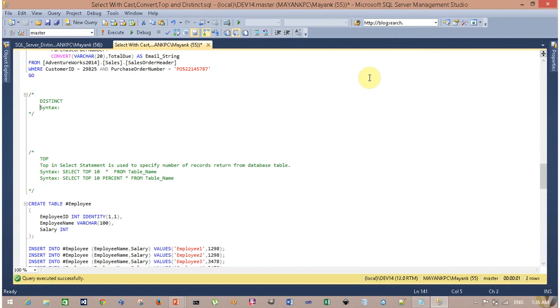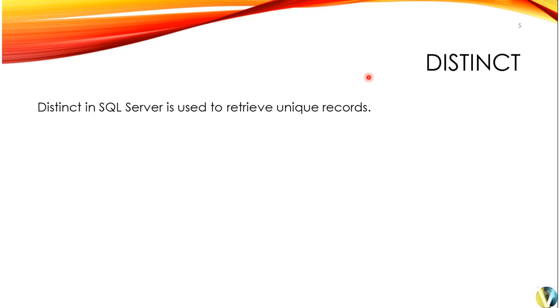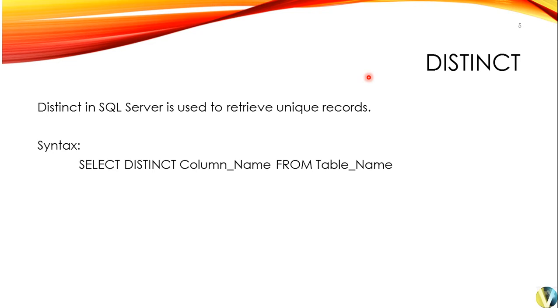Now next we are going to discuss DISTINCT. So what is DISTINCT, why to use it, and how to use it. DISTINCT in SQL Server is used to retrieve unique records. So here is the syntax for DISTINCT. You can use DISTINCT with SELECT in this format. First type SELECT, then DISTINCT, then the column name from which you have to retrieve only unique records.